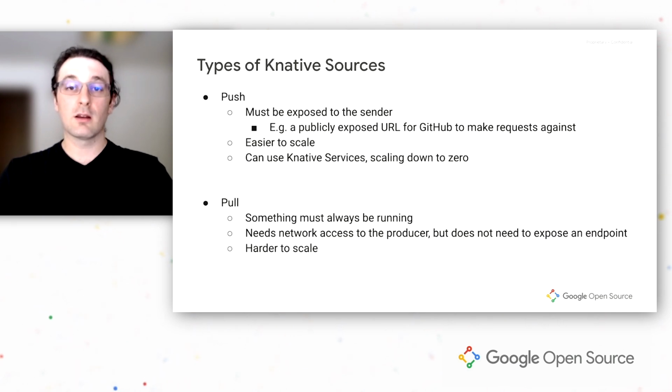Pull-based sources, on the other hand, are pulling events from the upstream producer. They can either be doing so on a continuous basis or on a periodic basis. They need network access to the event producer, but they don't necessarily have to expose an endpoint themselves. In general, these are more difficult to scale because we need our own way to define how congested it is. It also means that something is either continuously running or at least periodically running in the background.